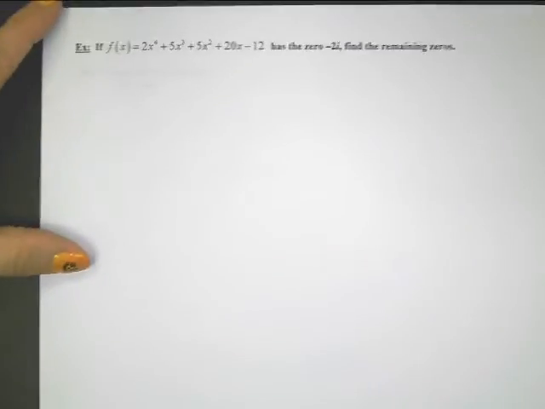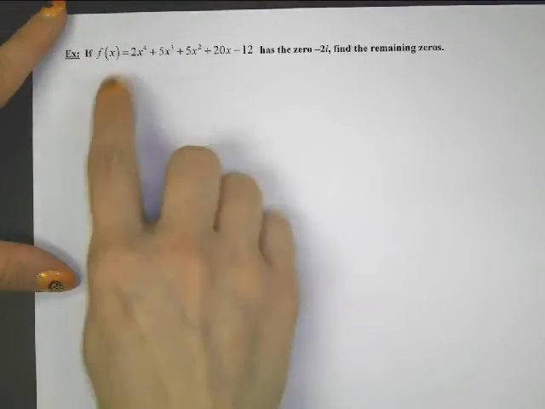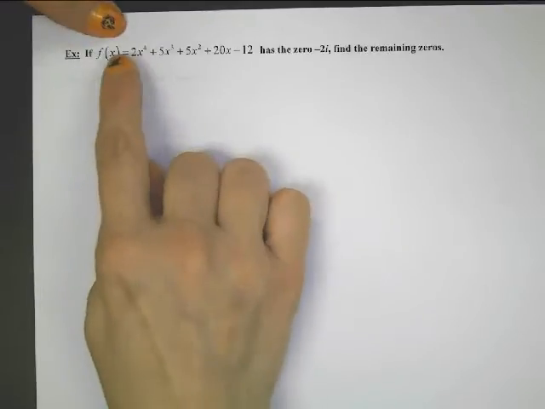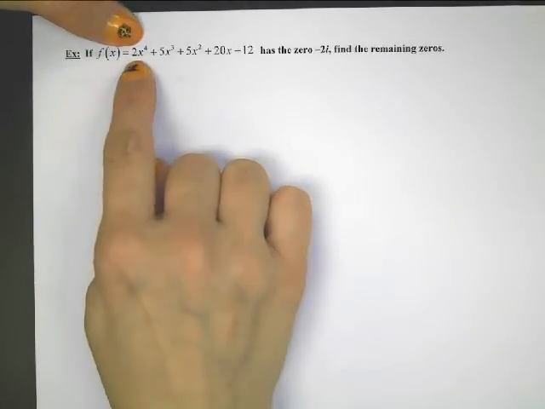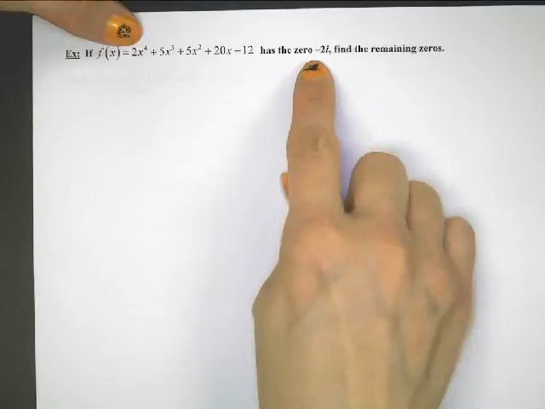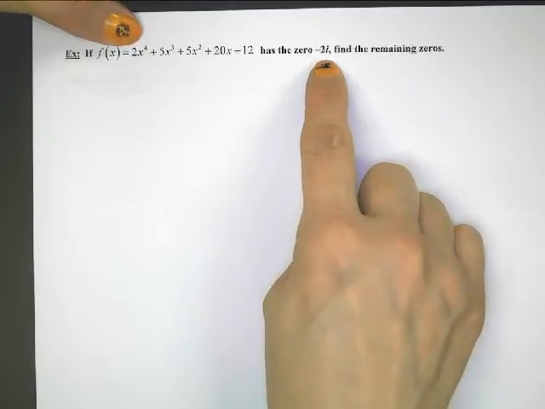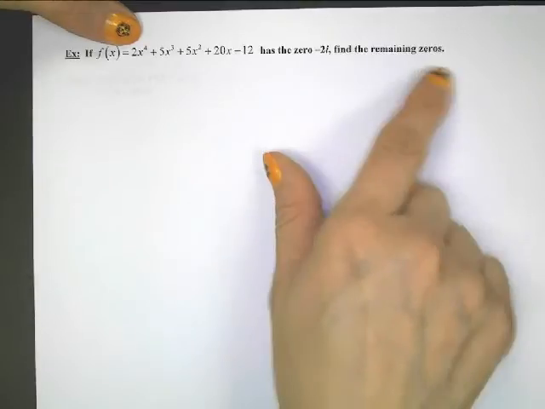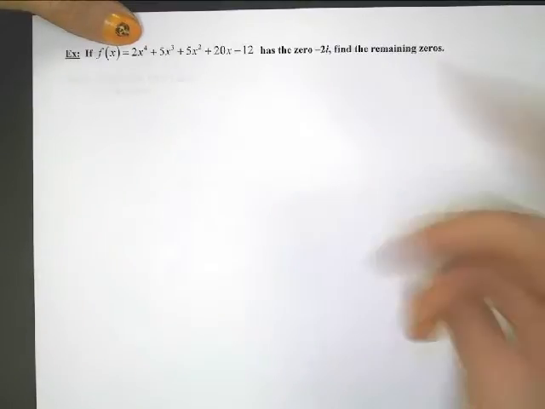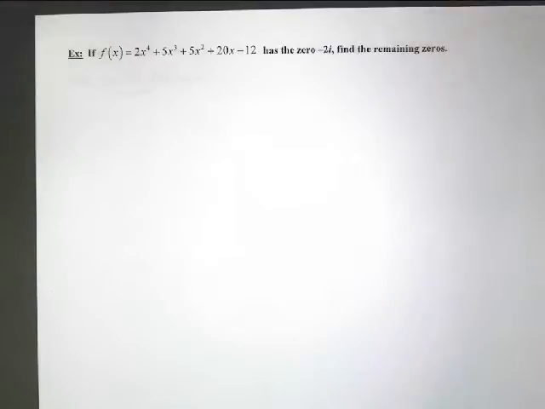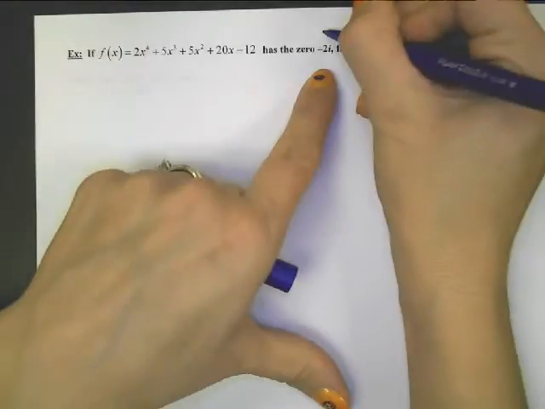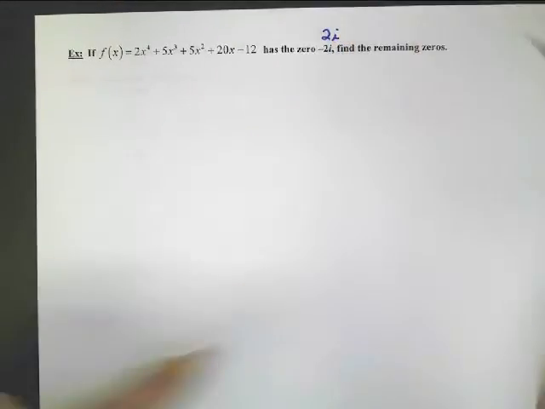Okay, here's another type of problem. f of x equals 2x to the fourth, and it tells us it has the zero negative 2i. How many zeros did they tell us? Actually, buy one, get one free. There's another one at positive 2i.